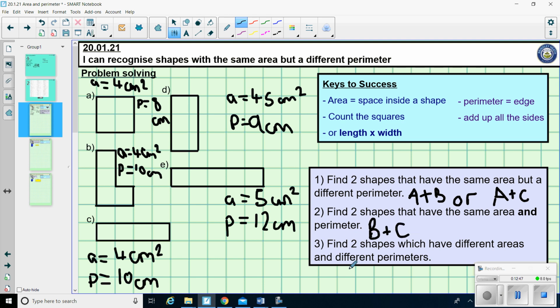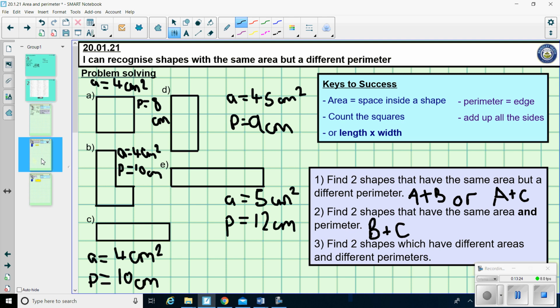Okay. Question 3. Find 2 shapes which have different areas and different perimeters. Right, so if I look at my areas, I want different areas and different perimeters. Well, I could have a few options here. I could have A and D, because they've got different areas and different perimeters. I could have A and E, different areas and different perimeters. I can't have A and B because they've got the same area, so it's got to be different. I could have D and B, or E and C. There's lots of options here, but it's really important that they've got different areas and different perimeters.